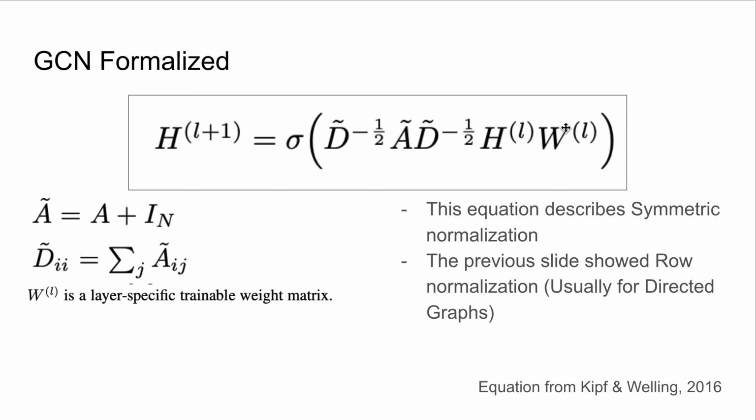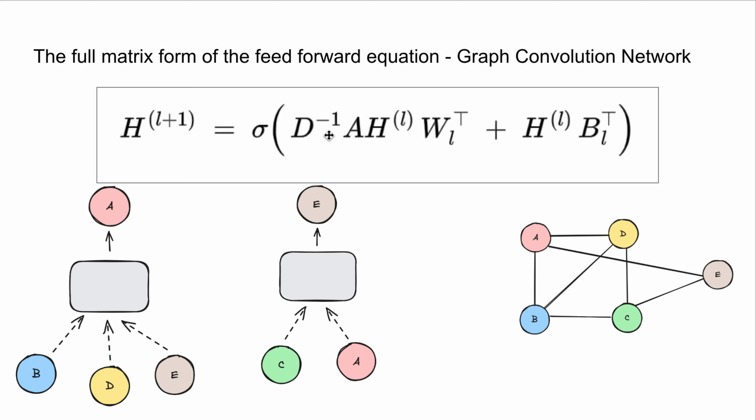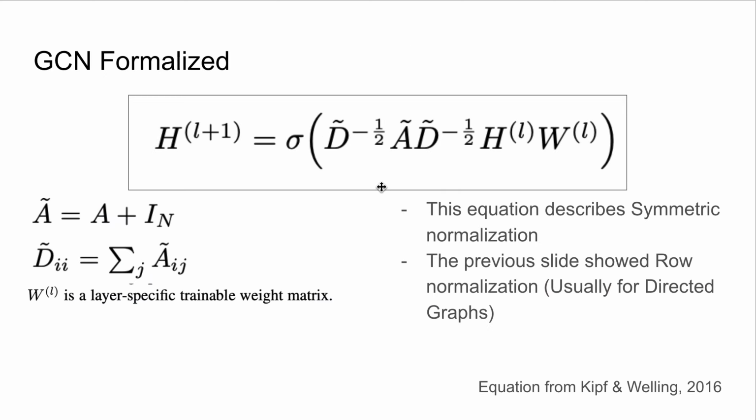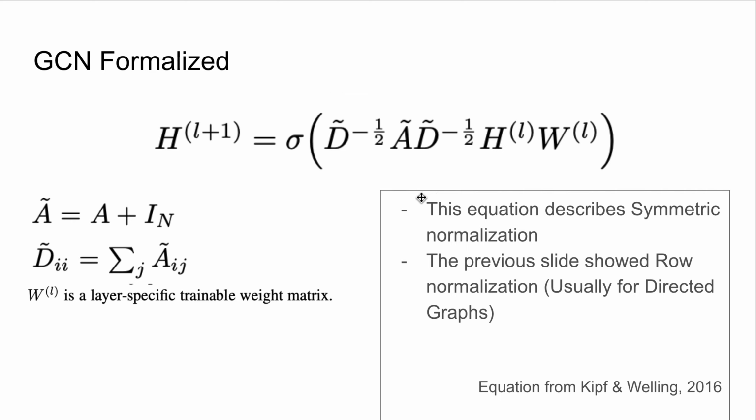Also, the previous slide showed row normalization. Right here, D inverse, right here is row normalization. The equation from the paper shows symmetric normalization. This just seems to work better in practice. And with that, congrats. You hopefully now understand graph convolutional networks. With this background, we can start talking about graph attention networks.